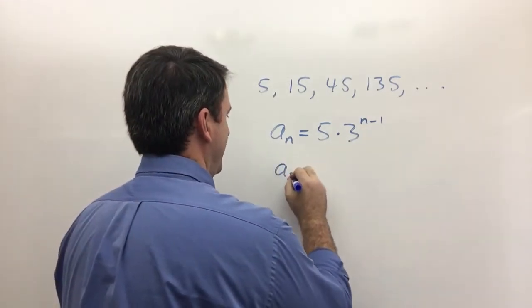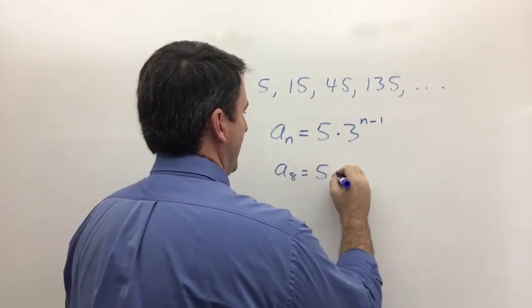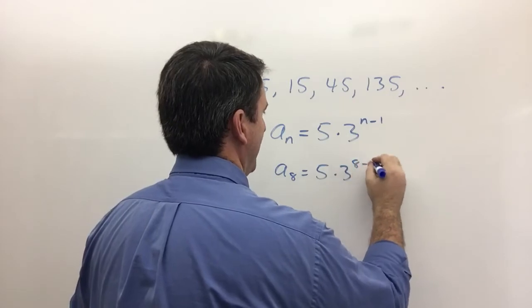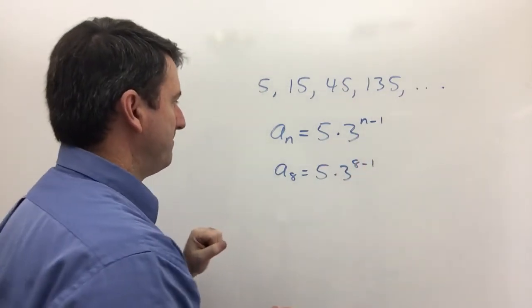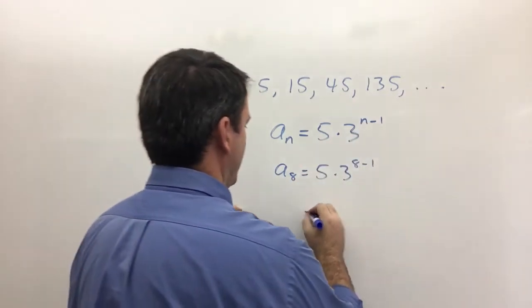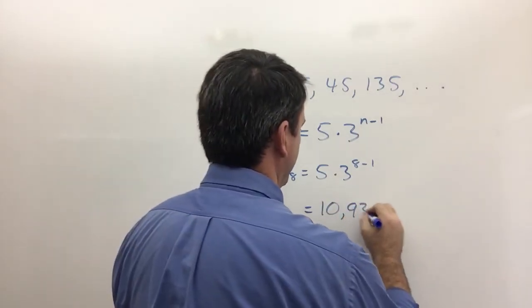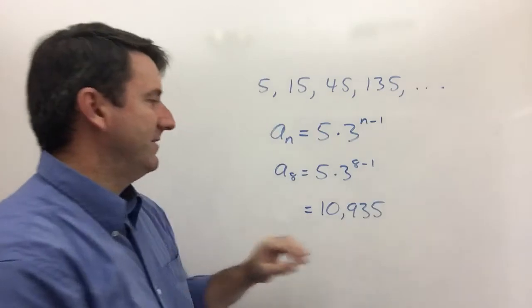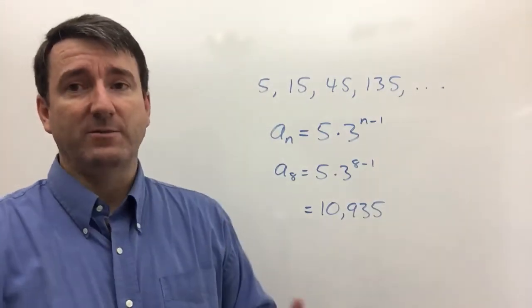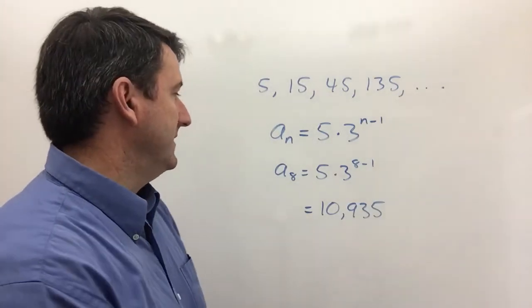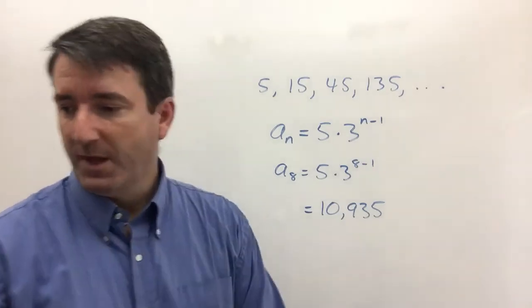And now we need to figure out the 8th term. So a sub 8 is going to be equal to 5 times 3 to the 8 minus 1 power. And if we plug that into our calculator, we're going to get that that's equal to 10,935. These numbers get really big really fast with geometric sequences.